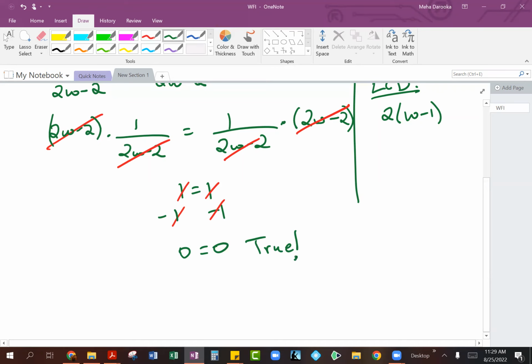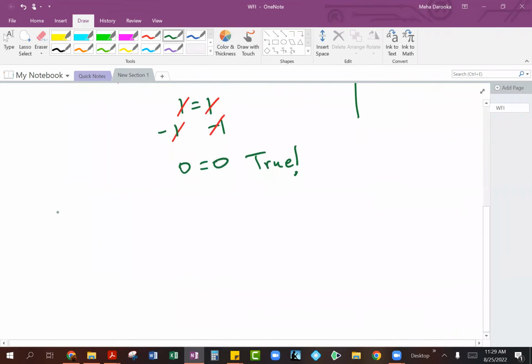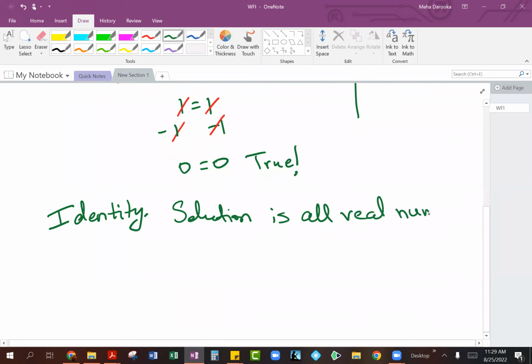But obviously, even at that stage where you have the fraction of 1 over 2w minus 2 on both sides, we know we have a true statement. So you don't have to go all the way down, but if you do need to get to that 0 equals 0, you definitely can. So remember, this is an identity, which means our solution is all real numbers except number 1.